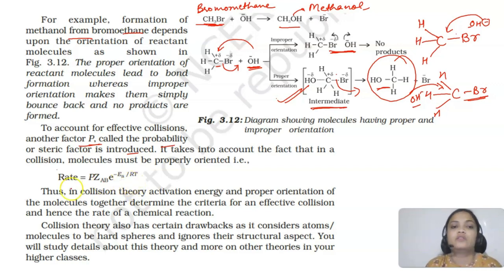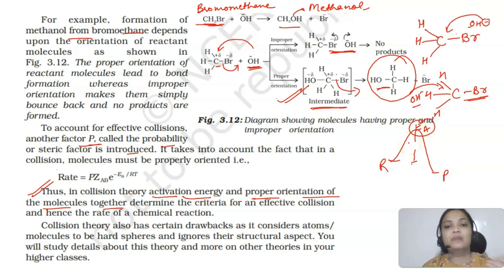So in collision theory, you only have to remember this, students, that activation energy and proper orientation of the molecules together determine the criteria for effective collision and rate of reaction. Until now we were studying activation energy, that molecules must collide with sufficient energy, they must cross that energy barrier, and then they will convert to product. But that's not the whole case. We have now understood that activation energy plus proper orientation of molecules must be there. If there is no proper collision, if there is no proper orientation, product will not be formed.